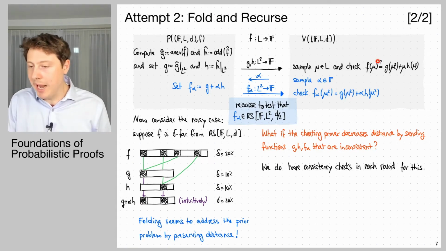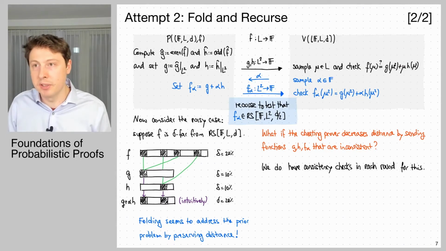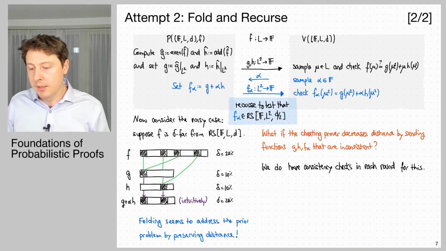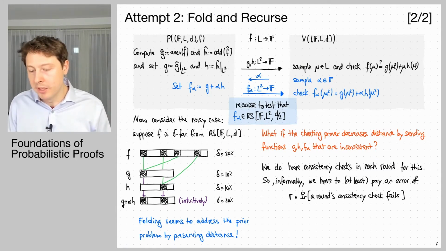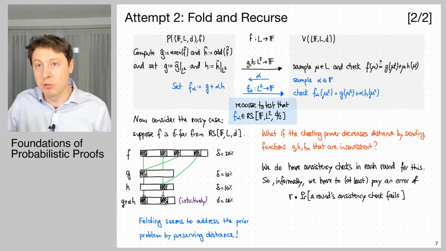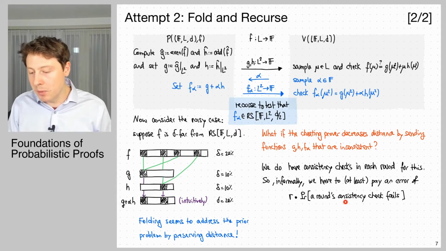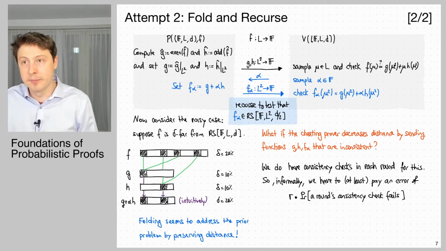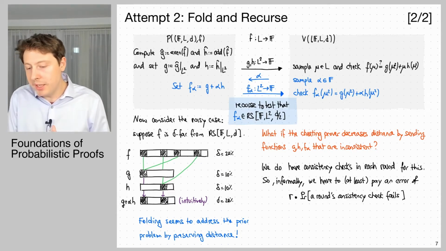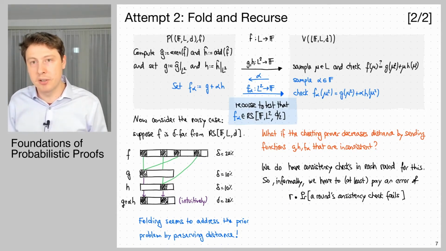Well, we have these consistency checks for a reason in each round, between f and g, h and between g, h and f sub alpha. So we should be able to catch these things. Yeah, but we have a number of rounds. So intuitively, we have to at least pay for an error, which is going to be some union bound over the number of rounds, because the prover has a chance to do this attack at every round, times the probability that each round's consistency check fails. So we're going to have to pay for some soundness error that grows like that.